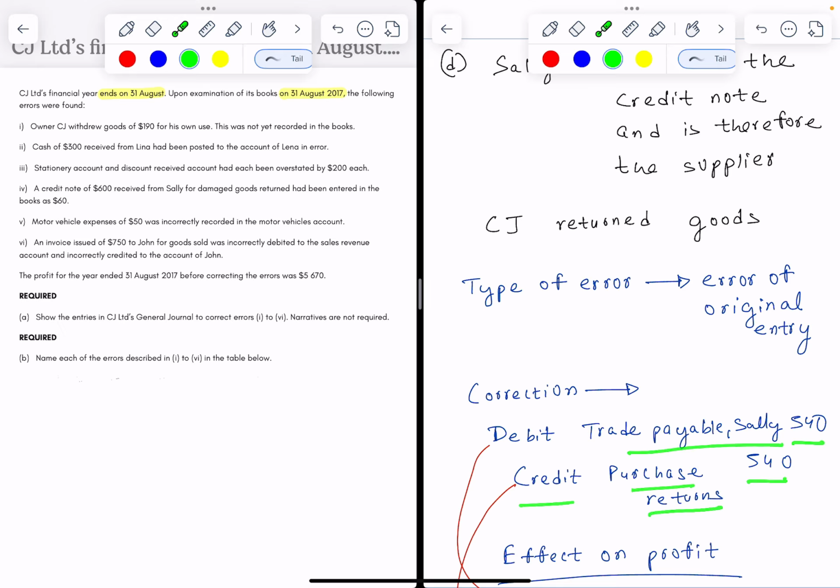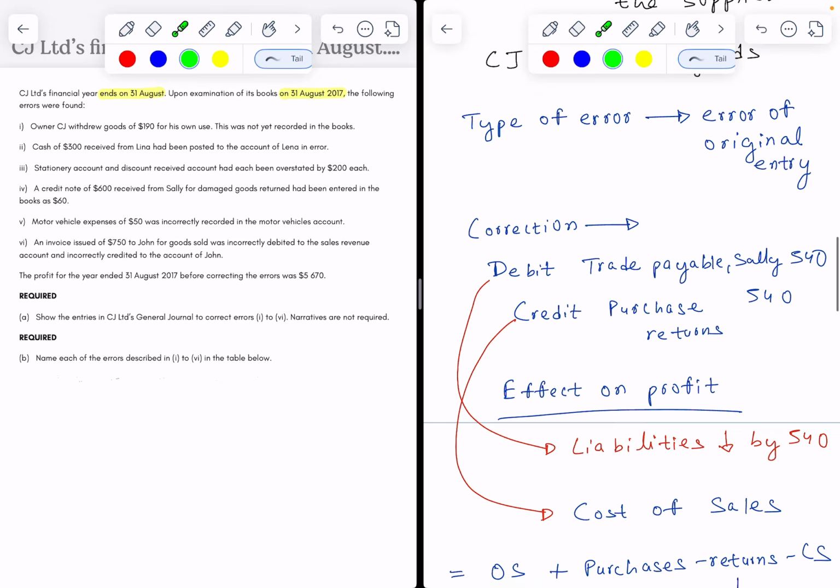The reason we are doing it is because when we are returning goods to Sally, the obligation that we have towards Sally for making the payment is now going down. So Sally would originally be a liability for the business when we have bought inventory on credit from Sally. But now that we are returning items, we no longer owe or have any obligation to Sally. Therefore, liabilities are going down, and when liabilities go down, we debit it. So we are debiting trade payables, specifically the account of Sally, by $540.